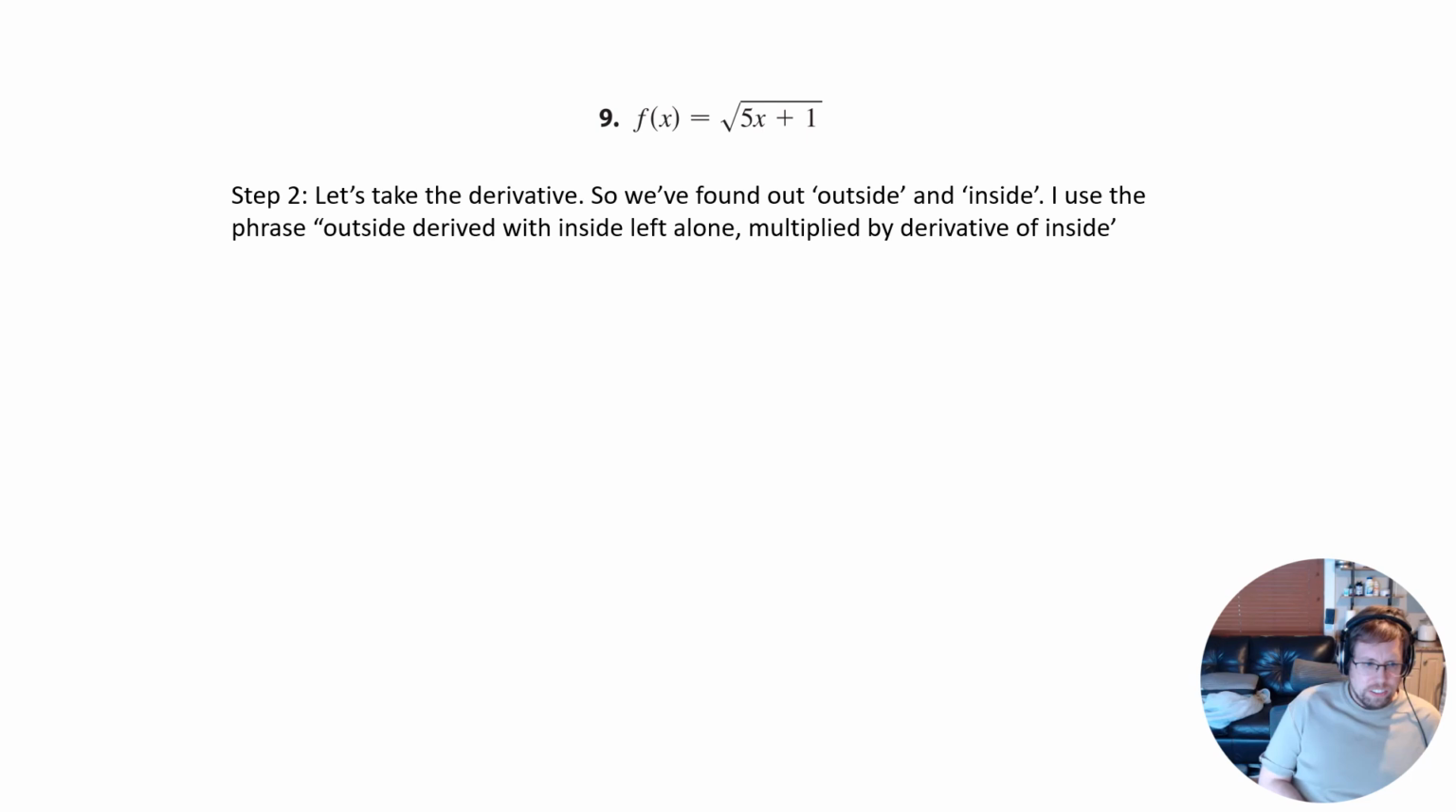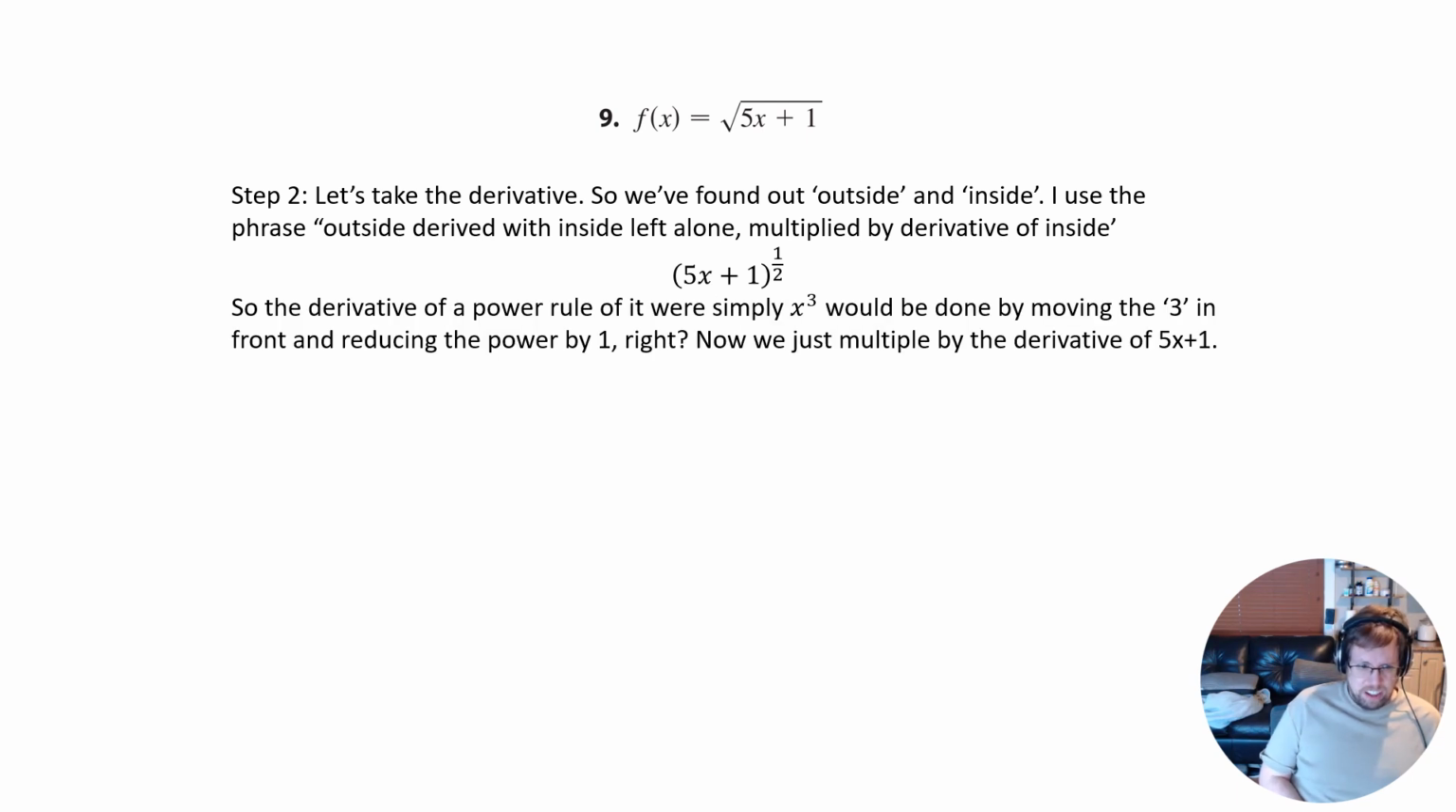Alright, so let's start taking our derivative, because we found the outside and the inside function. I like to use the phrase, the outside derived with the inside left alone, multiplied by the derivative of the inside. So first of all, what's the outside? The outside is the 1/2. So how do we take the derivative of something raised to the power 1/2? Well, the first step is, if we imagine x cubed, we would move the 3 in front, and then we would reduce the 3 by 1, right? So in this case, we're taking that 1/2 and moving it down in front, and then we're reducing the 1/2 by 1, and we're multiplying by the derivative of what's on the inside.